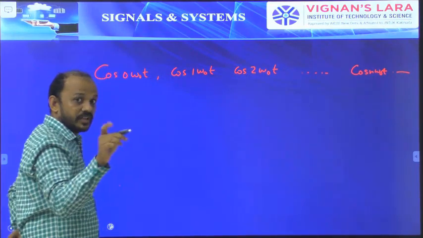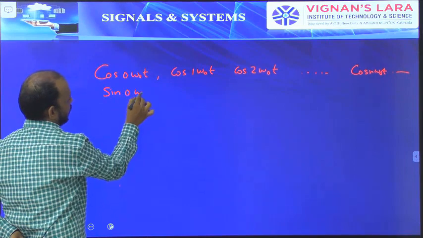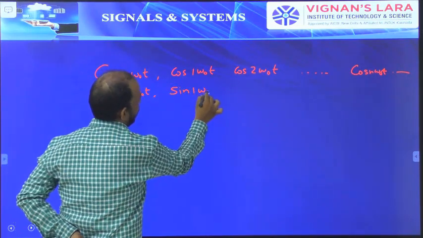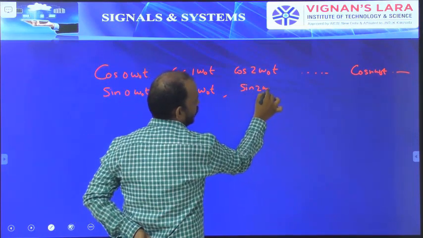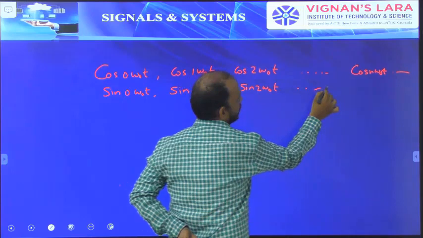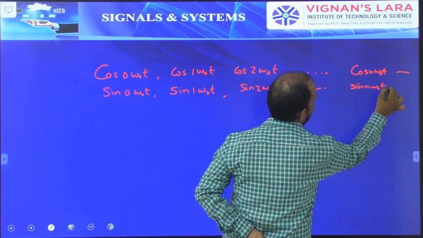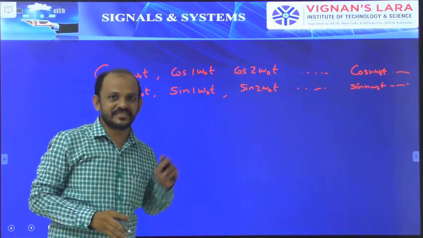In the same way, we have sine terms also. Sine 0 omega naught t, sine 1 omega naught t, sine 2 omega naught t, and so on. Sine n omega naught t, and so on. So these are all the elements or the functions that are present in that complete set.